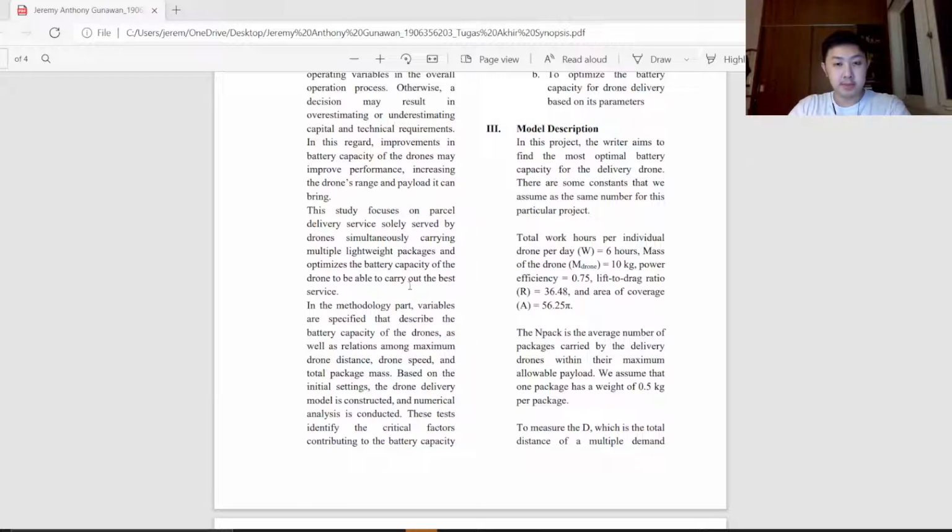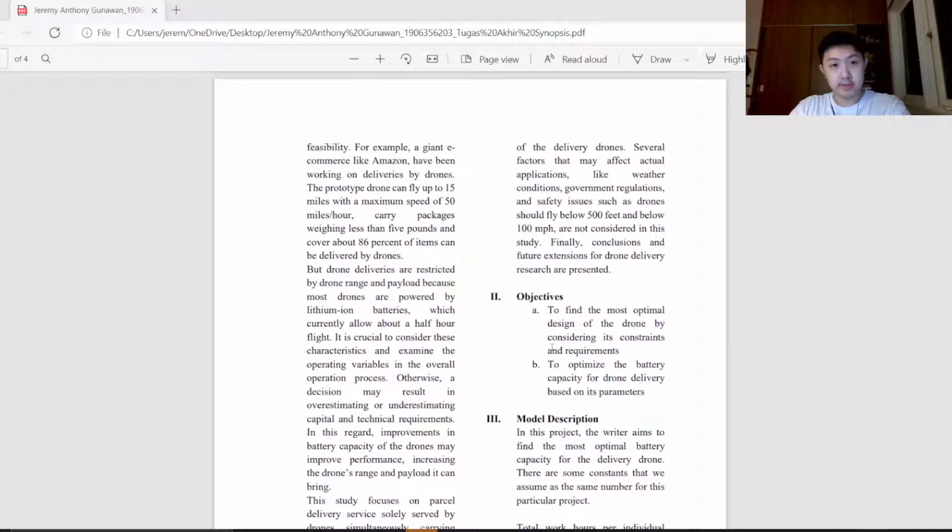So in the methodology, there are certain variables that describe the battery capacity of the drones, such as the maximum drone distance of the delivery, the drone speed at which it is going, and the total package mass that it is bringing, and it includes the drone weight also. These are critical factors to the battery capacity, which I will tell you about later.